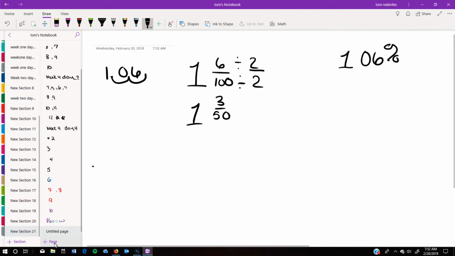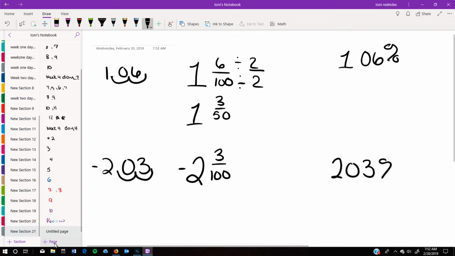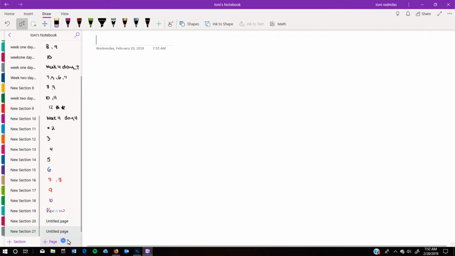All right, negative 2.03. I know my whole number is a 2. 3 is in the hundredths place, so it's 2 and 3/100. Okay. And it's negative. All I do is bring the negative along. If I'm making it a percent, I move that decimal, and it's 203%, and it's negative. Negative just is along for the ride when we're just converting it.